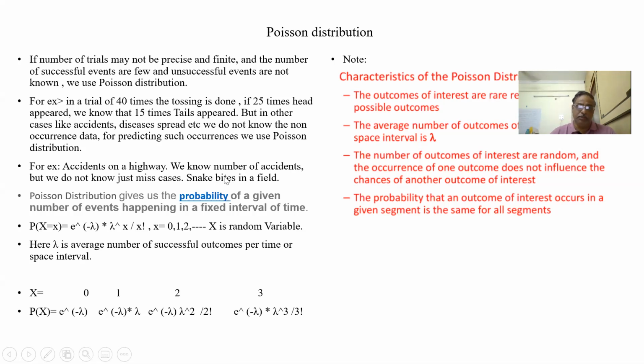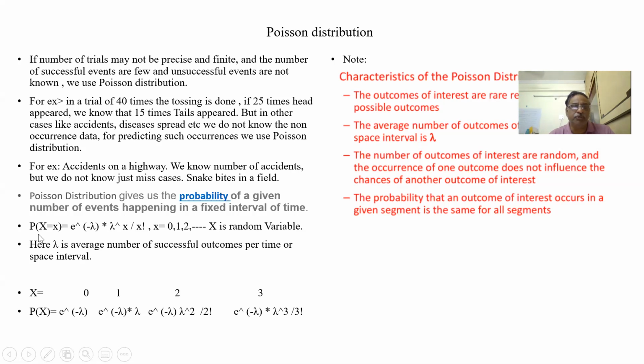But in binomial, we have both. When a coin is tossed, I have number of heads 1 by 2 possibility, number of tails 1 by 2. Here we cannot have such probability. So in these cases we will apply Poisson. If it is more than 40 or 50 times, we normally will do. If 25 times head appeared, we know 15 times tail appeared. This is a very clear-cut case. But in Poisson, we do not have this number.